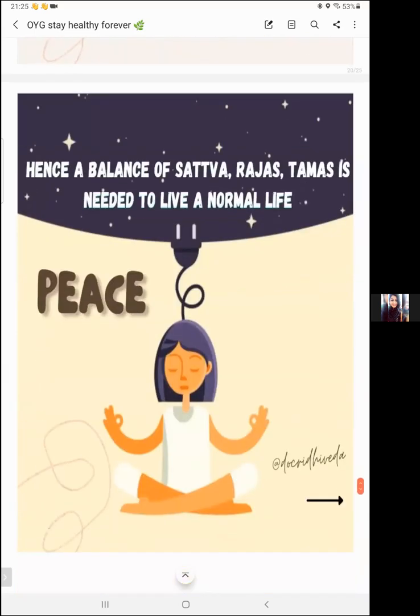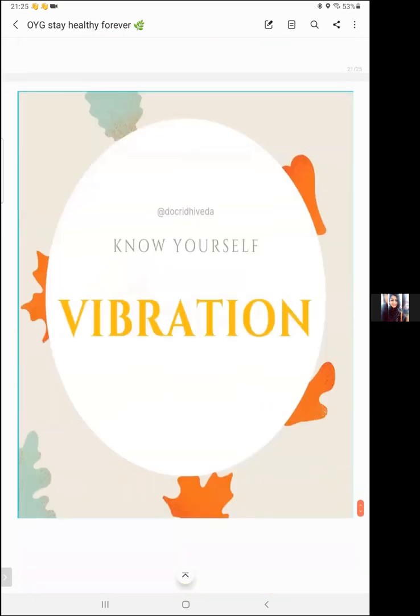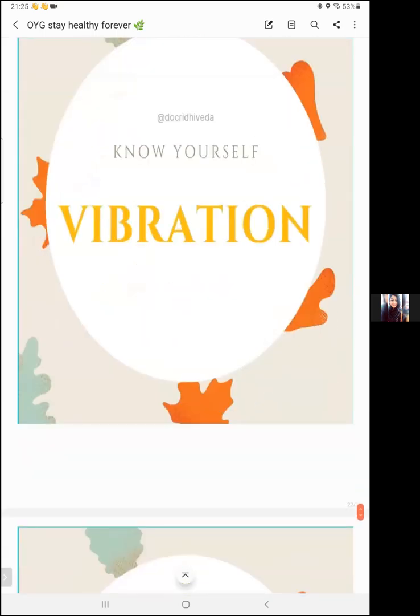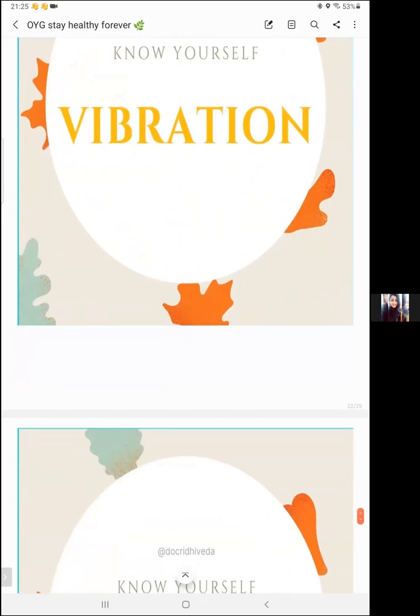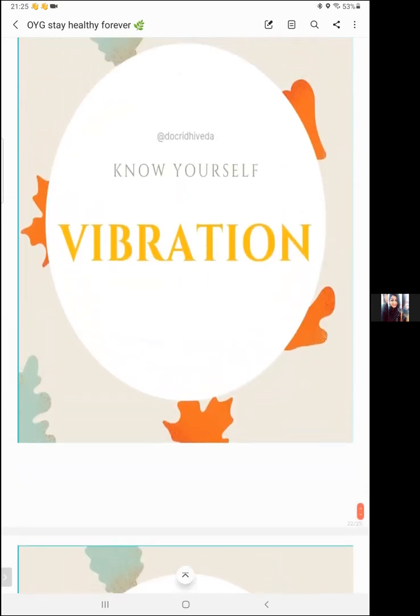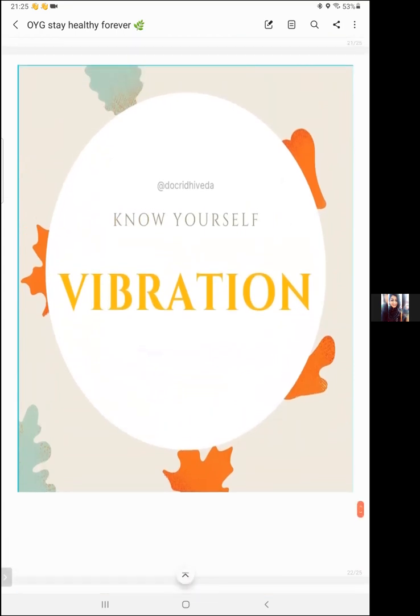So, in order to achieve a peaceful life, you need sattva, rajas, and tamas, all the three in balance, so that you stay more peaceful, more active, and more aware of the environment. I want to sum up the session with the three most important things that I have inculcated in my life, and I think it will help you a lot.